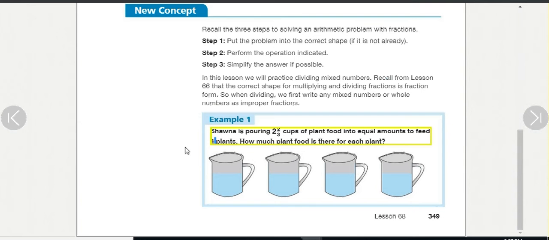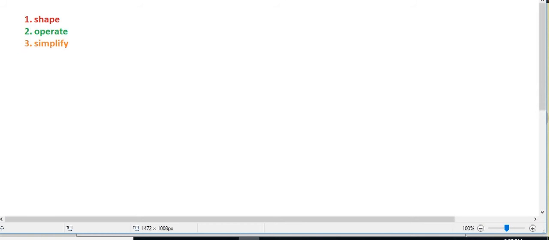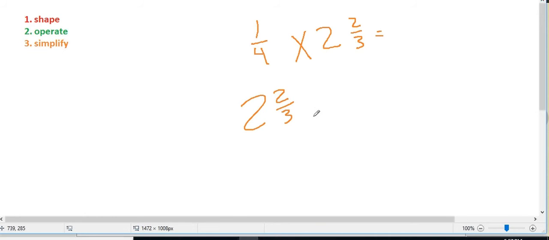So each pitcher is going to have less than 2 2/3. It's going to have a fourth of 2 2/3. And we talked about how of means times. A fourth of 2 2/3 is really what we're doing, right? Or you can think of it as, I've got 2 2/3 of plant food. I need to divide it into 4 groups.